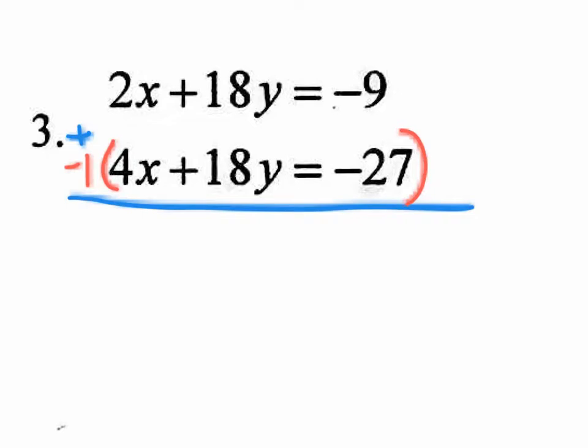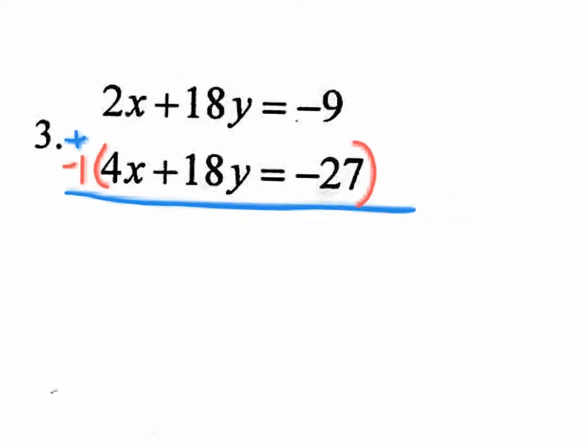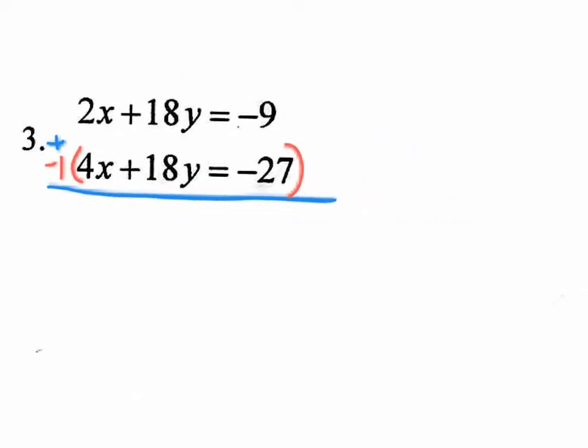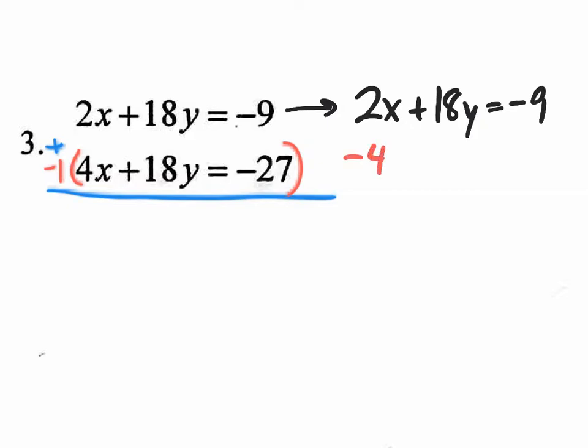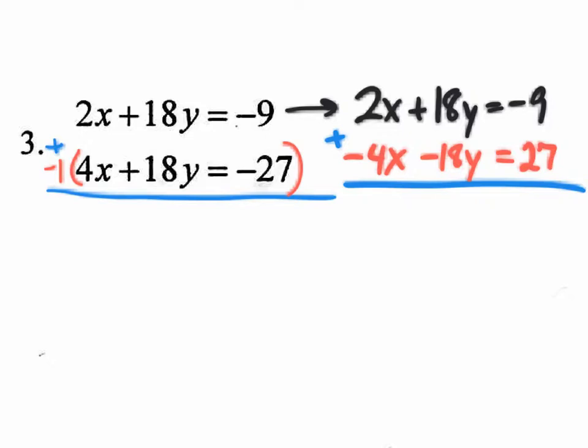So let me do that. Let me multiply the bottom one by negative 1. I didn't do anything to the top equation, so I'm just going to rewrite it over here. It's 2x plus 18y equals negative 9. On the bottom equation, I multiplied everything by negative 1. It became negative 4x minus 18y equals positive 27. And ladies and gentlemen, now this new modified system is ready to combine and cancel.